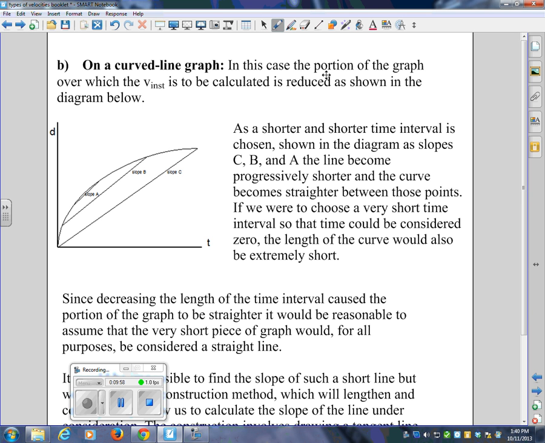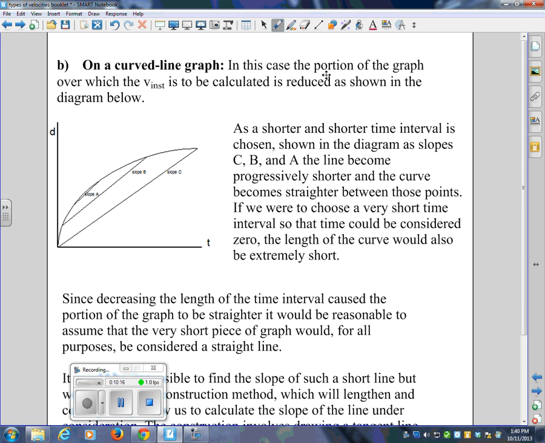Okay, now the last one here that we briefly talked about a little bit, what if it's a curved line graph? And this is really intro to calculus. That's what this really is. Okay, it's probably about day 3 of calculus. They're going to make it a whole lot harder than it really is.